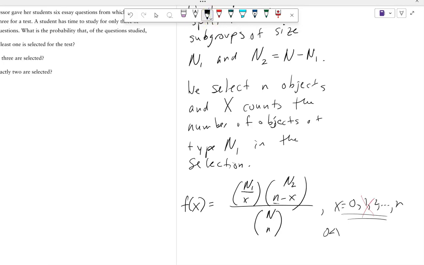Your x certainly has to be bigger than or equal to 0. I can't pick negative, right? It has to be less than or equal to n. But I also need x to be less than or equal to n1. And we also need n minus x to be less than or equal to n2 for your support. It's more complicated than just saying from 0 to n. Rather than trying to memorize all that mess, just be careful, right? Just know that you cannot select more objects than what are available, right? Okay.